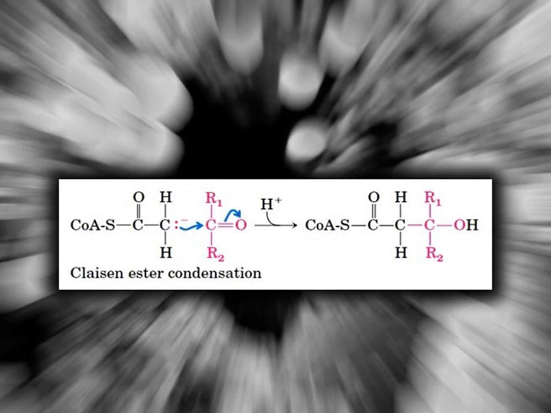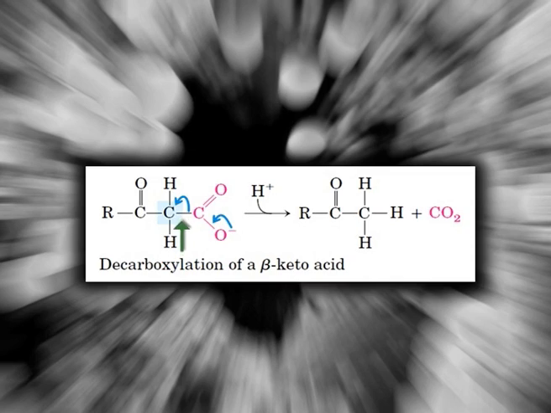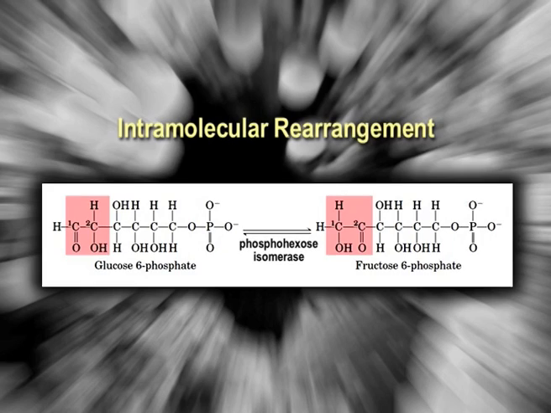Claisen ester condensation is involved in the synthesis of citrate in the citric acid cycle. A carbon-carbon bond is formed here. Again, the carbanion is stabilized by the same strategy. Now, an example of carbon-carbon bond cleavage. Here, this carbon-carbon bond is cleaved and this carboxylate group is liberated as carbon dioxide. Now, in this reaction again, the developing carbanion is stabilized by the same strategy.